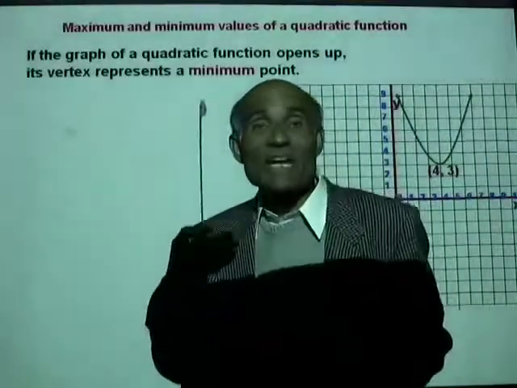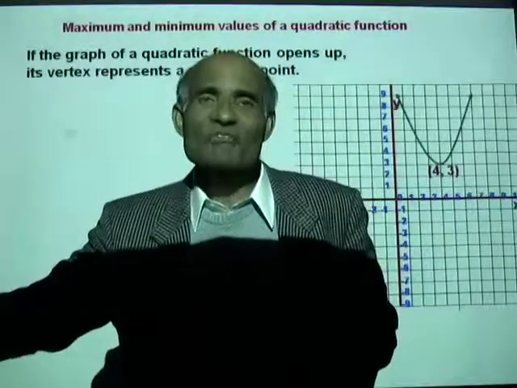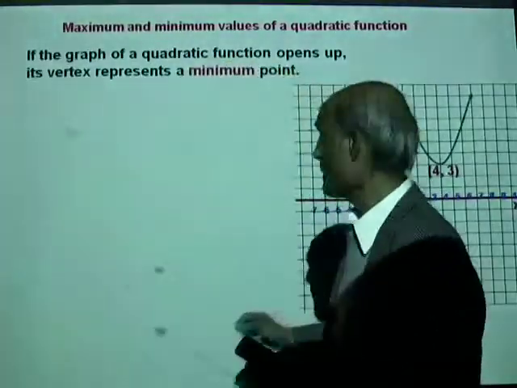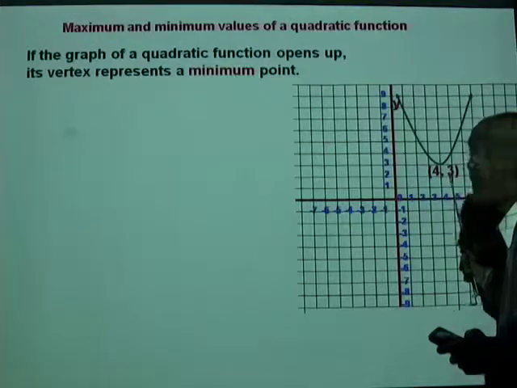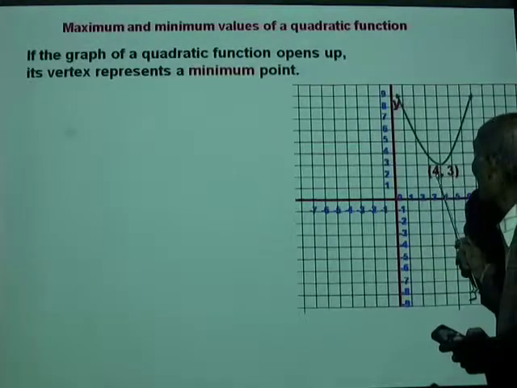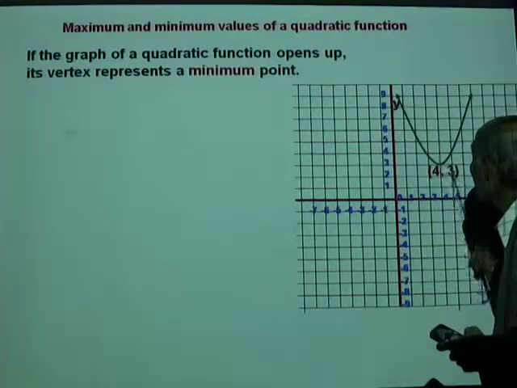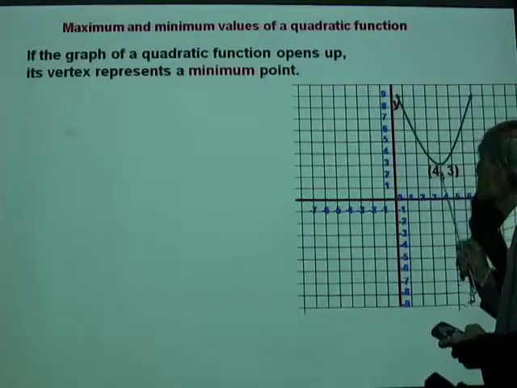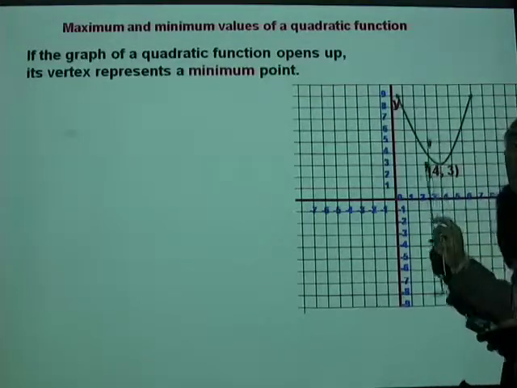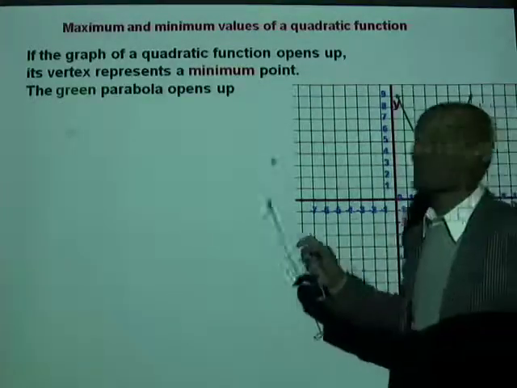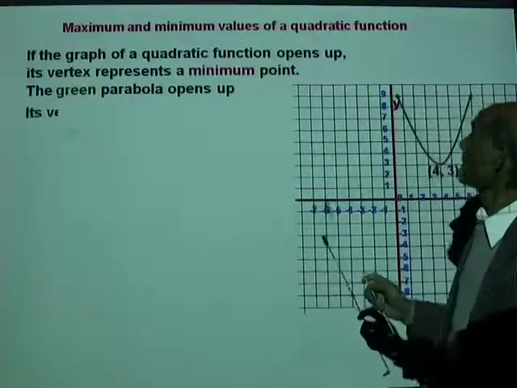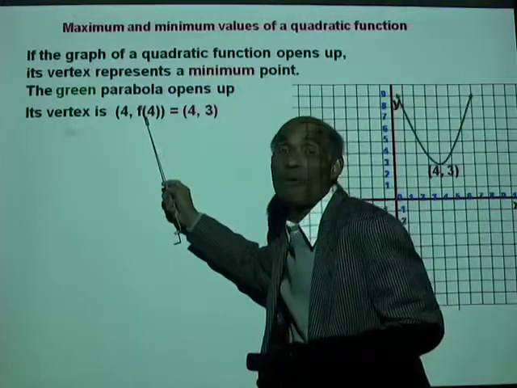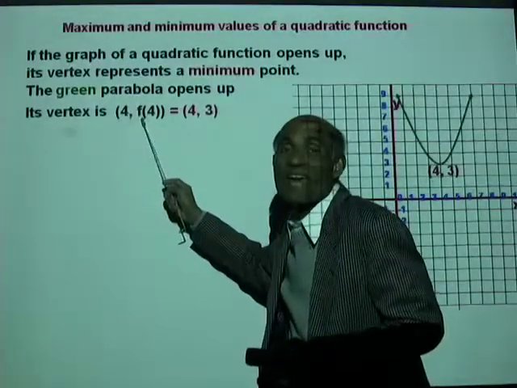You see, the minimum value of the function is actually 3. Why? Because k value is the function value when x equal to h. I hope you understand that. The k value is the function value when x equal to h. So 3 is the minimum value of the function, and that minimum value occurs when x equal to 4. That's right. So this green parabola opens up, its vertex is 4, f of 4. Look at that. h, k.